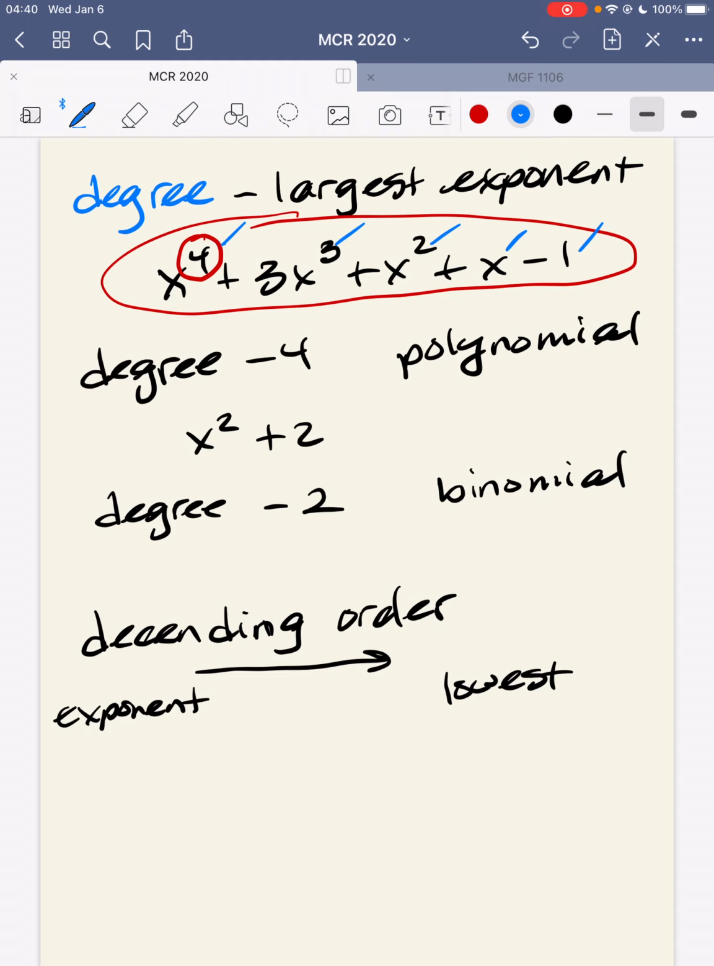And we'll talk about this idea of descending order a little bit more later. So here's your introduction video of polynomials.